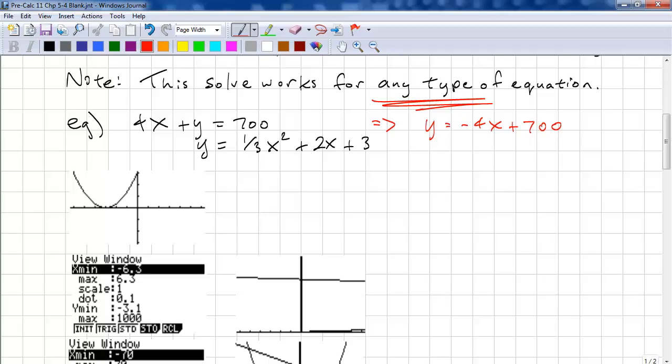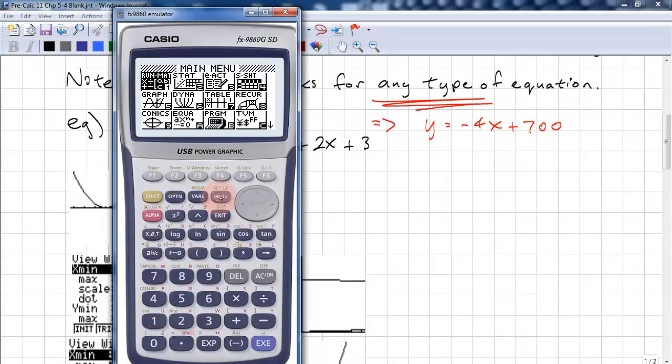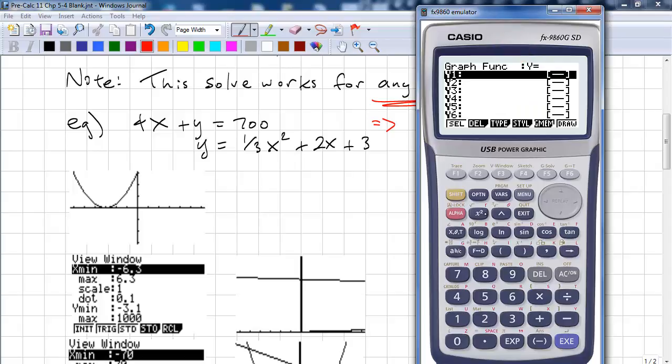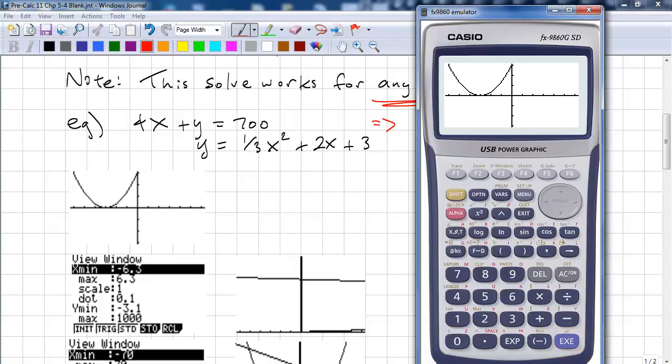Okay, I'm going to use the Casio this time. So all we do is we enter the two functions, negative 4x plus 700, and instead of doing 1/3 times, I'm just going to do x squared divided by 3 plus 2x plus 3, and we draw. And we get something like that. So the problem is we can't see the linear function. We must adjust the window to see this.